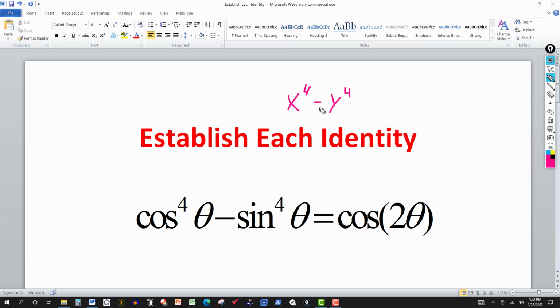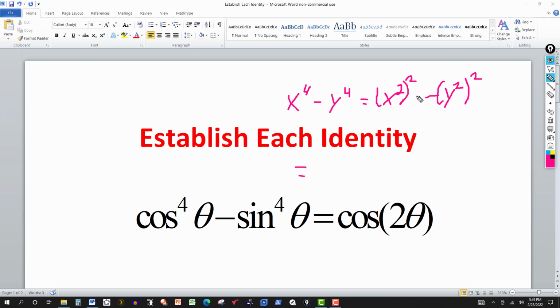Something like factoring x to the fourth minus y to the fourth. You should look at that as the difference of squares, because x to the fourth and y to the fourth are square terms. You can write x to the fourth as x squared, quantity squared. So we have a formula from algebra that says if you have the difference of two squares, it's the difference and the sum of the square roots.